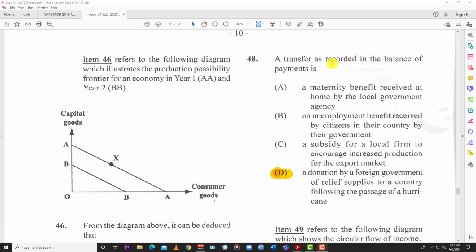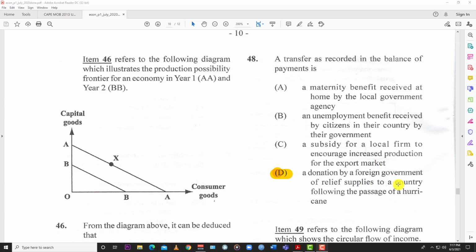A transfer, as recorded in the balance of payments, is something that you didn't really have. Normally in the balance of payments, whatever is an expenditure can be an income for somebody else, so there's a link. But transfers come out of nothing. You don't have to give anything to get transfers, like gifts. To get a gift, you don't have to do anything in return. But to get savings or consume something, you have to give up something to get something.